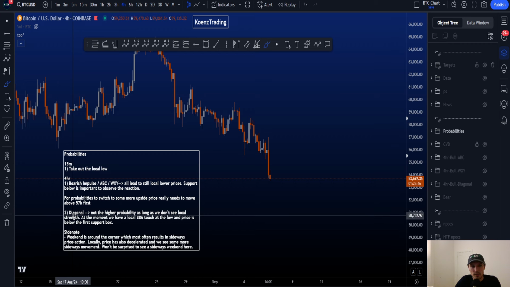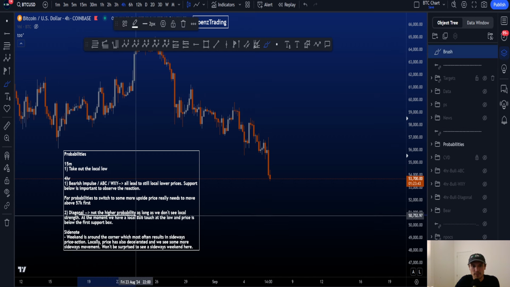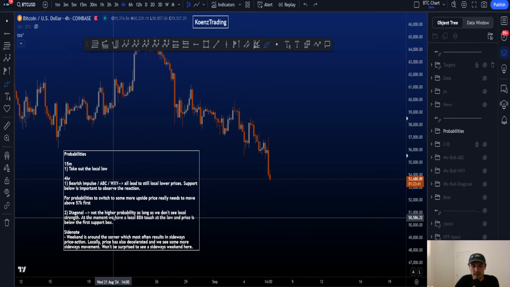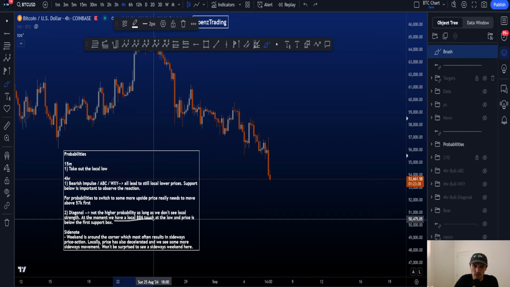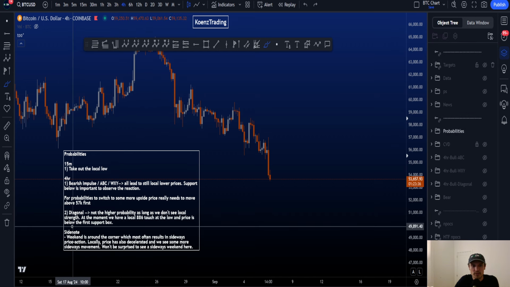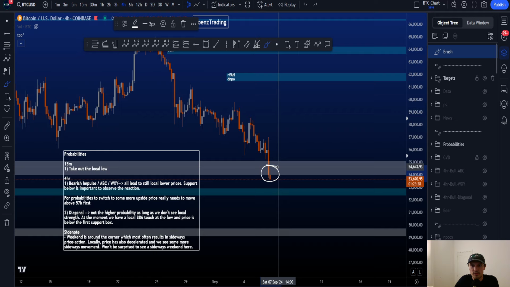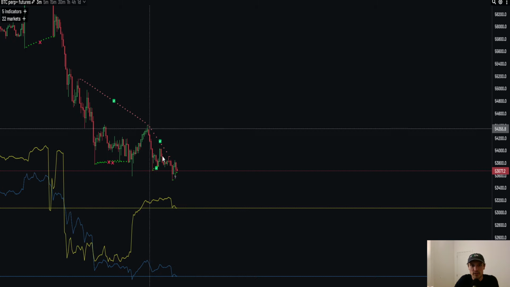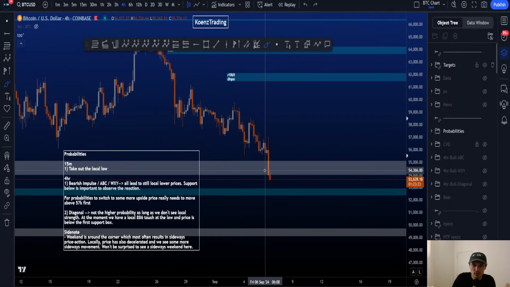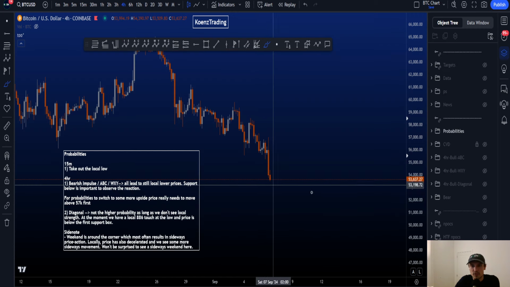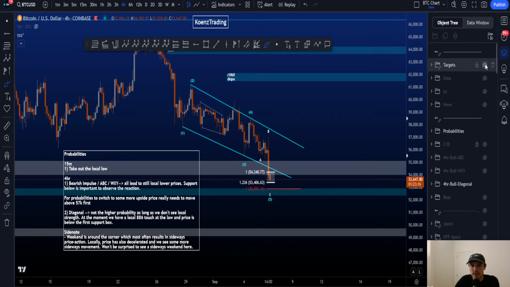On the number 2 spot, diagonal, not a higher probability as long as we don't see local strength. At the moment, we have a local 886 touch, already played out during the video, and price is below the first support box, which is the box over here, right? There's no signs of strength. 3-minute bearish CVD divergences we're building over here in the range as well, right? Now we need to wait for a new range to form and new divergences, but at the moment, no sign of strength, and the invalidation for the diagonal is literally the next area of support on the chart here, which is the blue box, 52.8K.